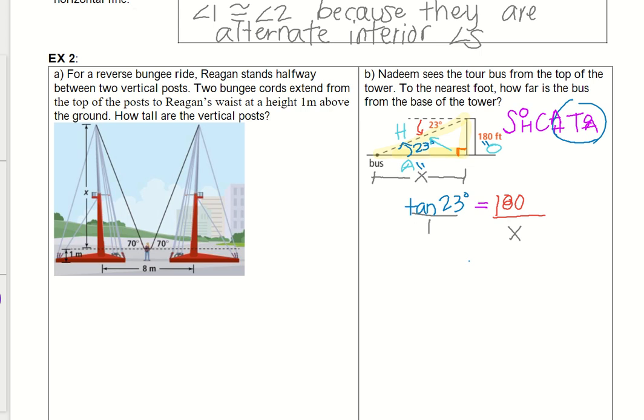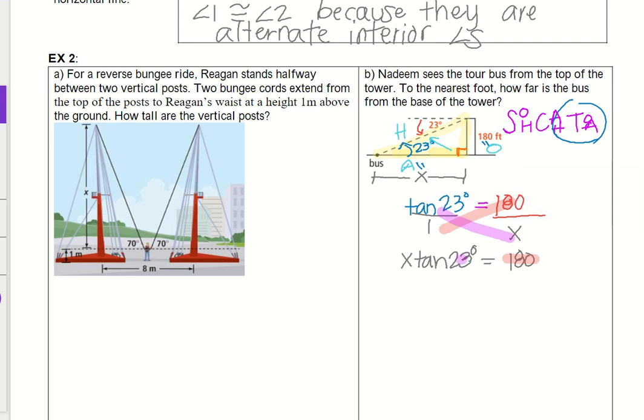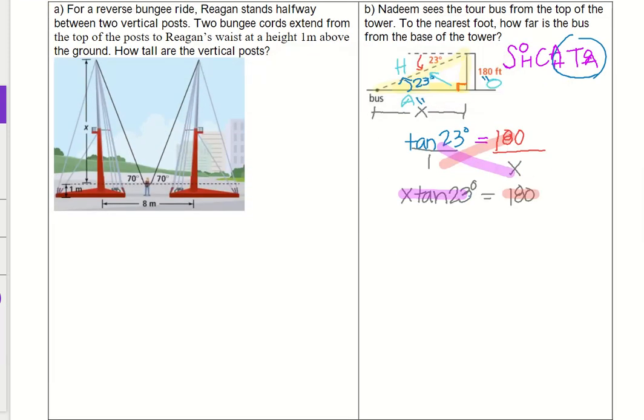When I cross multiply, this is the one where I'm going to have a couple of steps to solve, because when I multiply this, my x is over here. So I've got x tangent of 23 equals 1 times 180. I'm cross multiplying. So that means that in order to solve for x, I would have to divide both sides by tangent of 23.